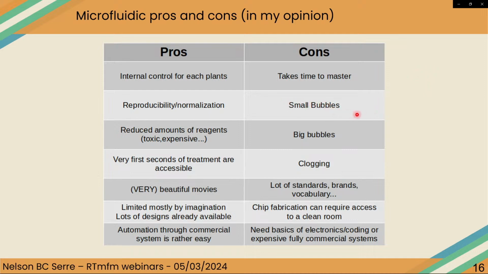And on the con side, you have also small bubbles which can clog your channels, big bubbles which can completely clog your channels and move your roots, this kind of thing, clogging also. It's a lot of standard brands and vocabulary, but it's similar to any technique you will learn. To make the chip, you might require access to a clean room. I will talk a little bit about chip manufacturing after. And if you don't have a fully commercial system, you might need some basics of electronic coding to make some tinkering and manage full automation.